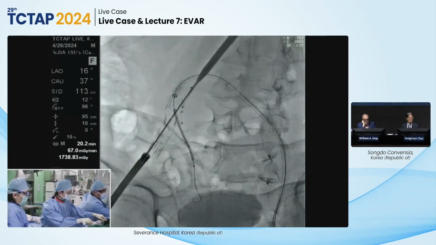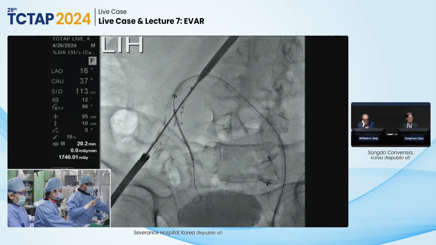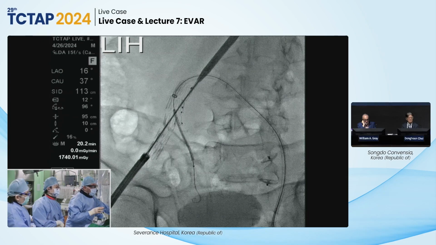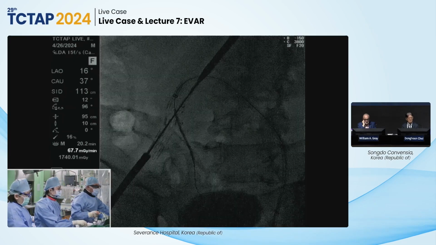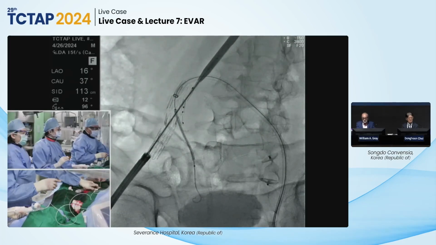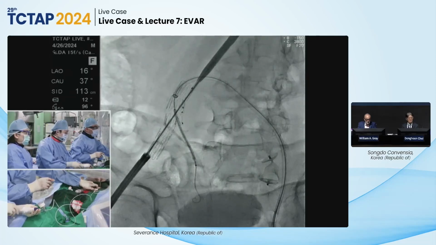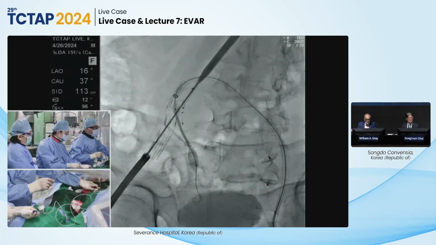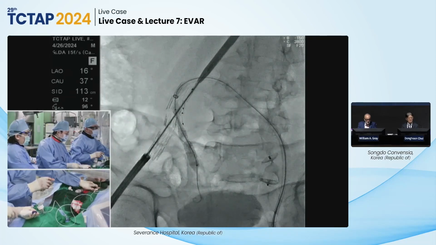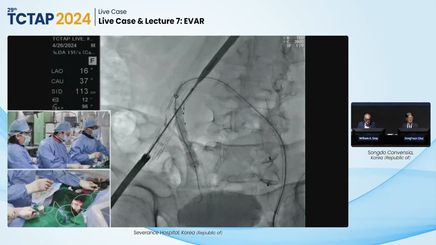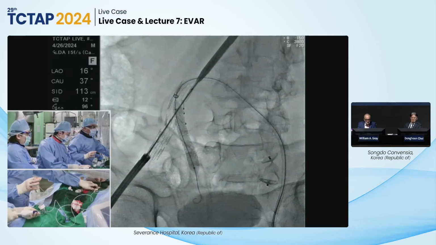So the diameter of the right internal artery is 9.5, and this B graft has a diameter of 10, and the nominal pressure is 8. So we'll implant the B graft now. Okay, nominal pressure: 2, 4, 6, 8. 8. Okay.